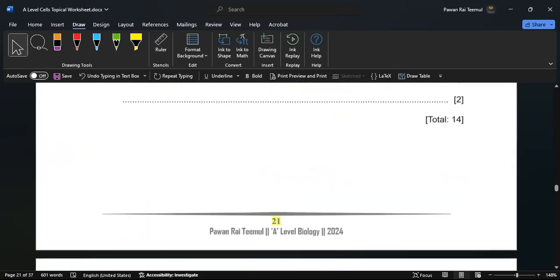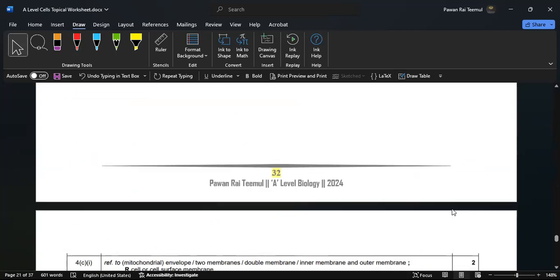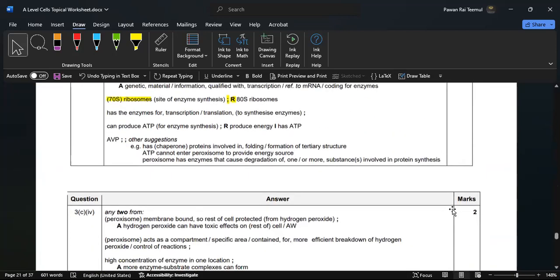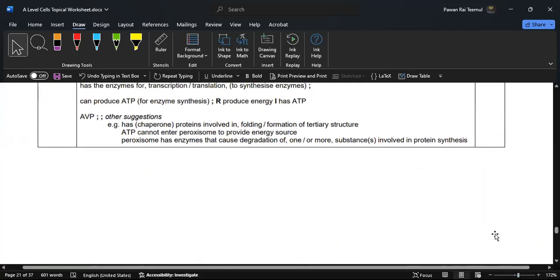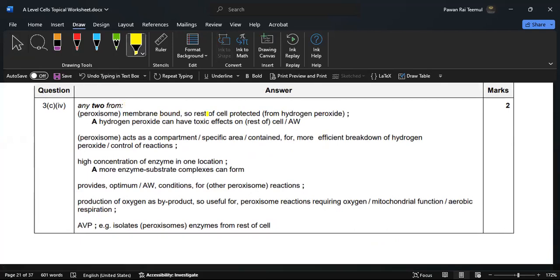Now let us go on and see the marking answers, which give us a very good insight into the type of answers they are expecting. The rest of the cell is protected from hydrogen peroxide. Compartment, more efficient, high concentration. Provide optimum conditions for the enzyme. I got 1 mark here. And then it says oxygen as a byproduct is useful, and isolates the peroxisome enzyme from the rest of the cell.